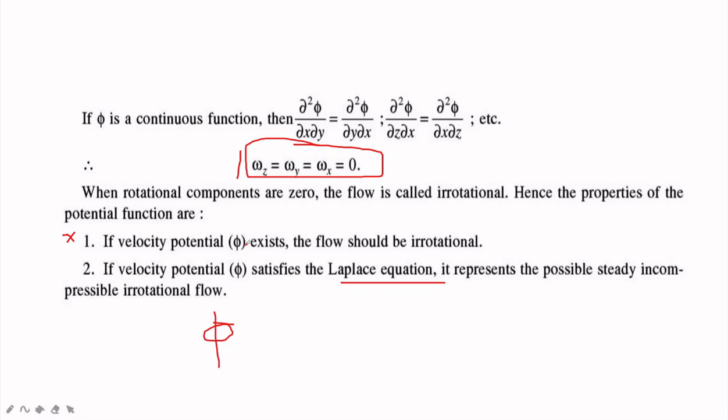By just substituting the value of phi in the continuity equation, we can tell the type of flow it is. If it satisfies, we can directly tell it is a steady, incompressible, irrotational flow. So that is the main intention why these potentials are introduced. So this is velocity potential.